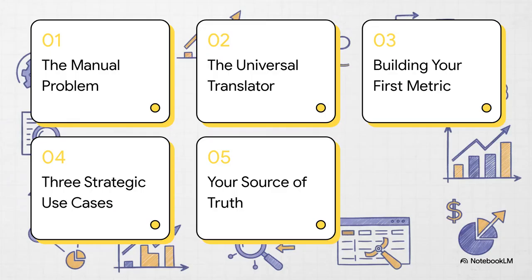So, here's our game plan for today. We'll start with why manual reporting is such a headache. Then, we'll introduce the solution, which we're calling the Universal Translator. I'll show you exactly how to build your first metric, walk you through 3 really powerful use cases, and wrap it all up with the big takeaway: creating that single source of truth for your business.